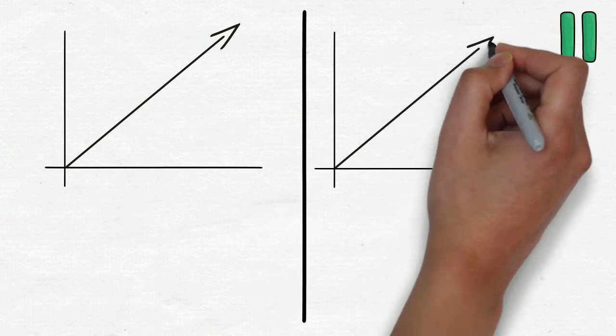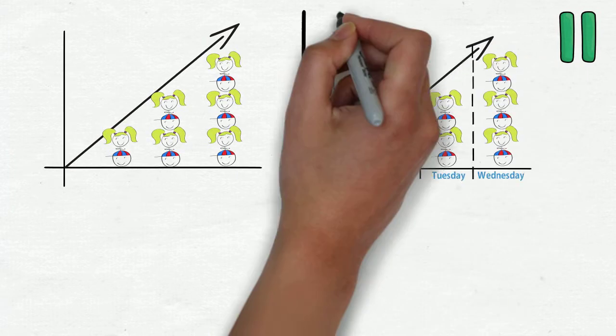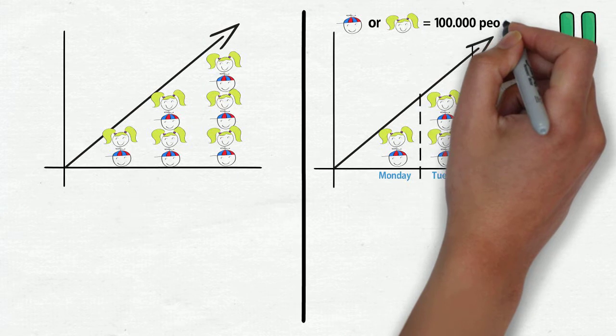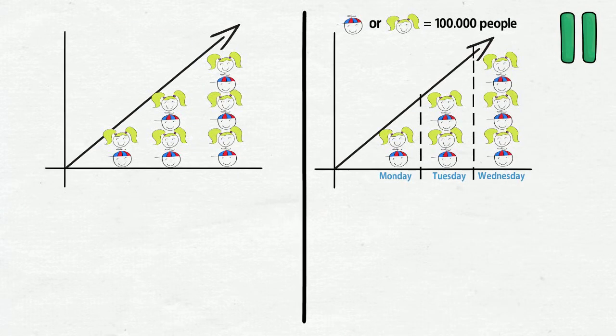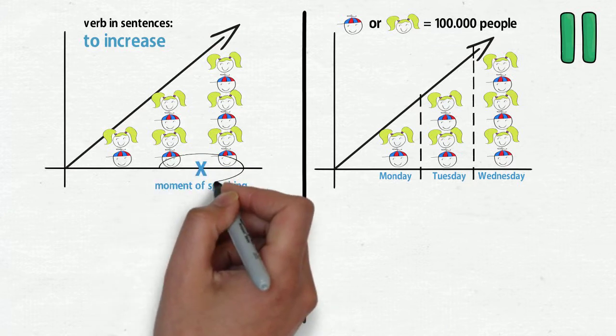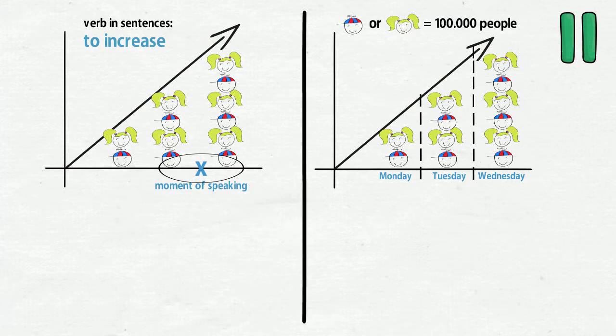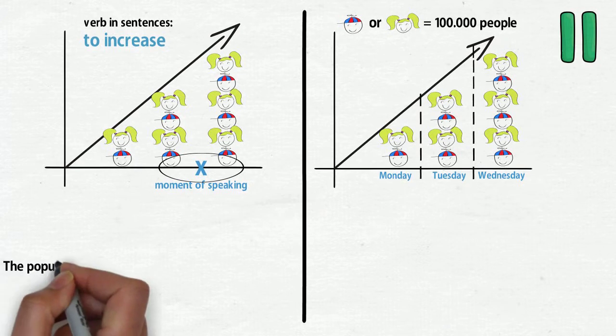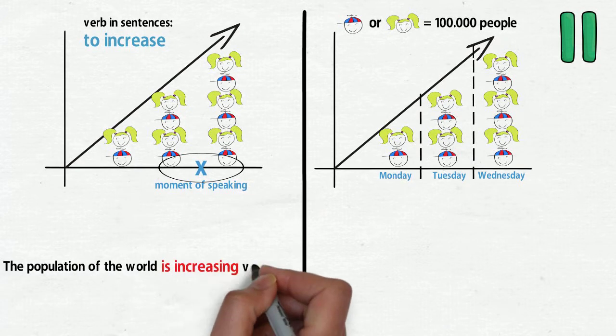Look at the pictures, stop the video, and try to guess what sentences can be made from them. As you can see, the situation is similar, but the accent on the thing we want to emphasize is different. In the first picture, we don't have specified days, but something that's constantly happening, even at the moment of speaking and around the time of speaking. That's why here we should use a present continuous sentence like, the population of the world is increasing very fast.